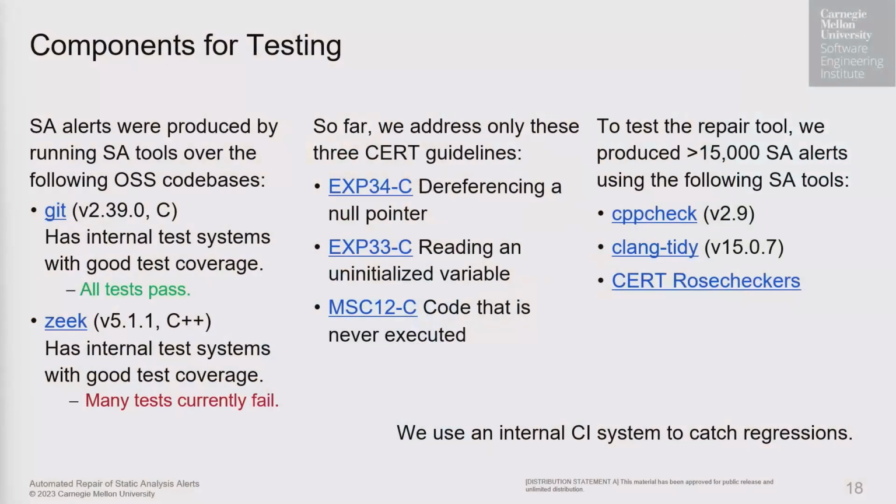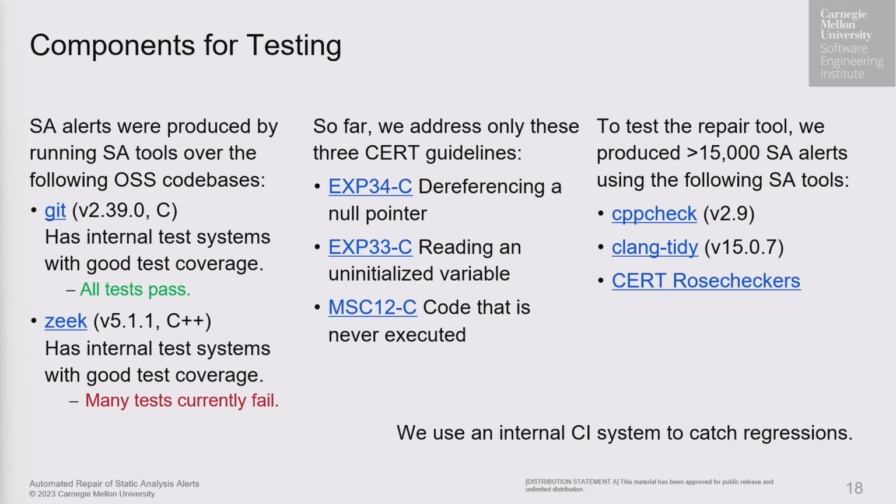So the way we've done the testing so far is we have 2 open source code bases, the source code for Git and the source code for Zeek. Zeek was actually requested by our collaborator. It's a language for doing network analysis. It's useful. So for these 2, we have 3 CERT rules: the null pointer rule, the rule against reading uninitialized memory, and the rule against code that's never executed. You can remove code that's never executed and make the program a little smaller. And then we have 3 open source static analysis tools: CPPCheck, Clang-Tidy, and CERT Rosecheckers.